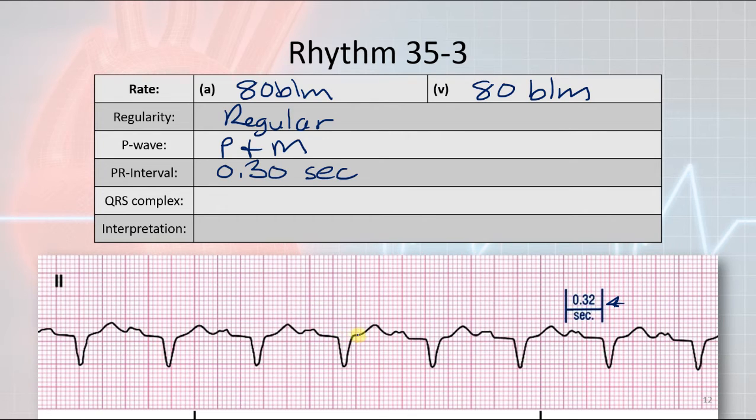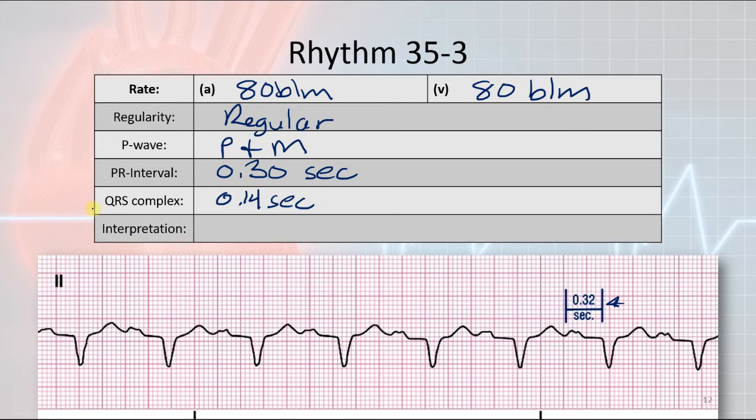QRS complexes, now they look wide. Let's start right here since it starts on this bold line right here. 1, 2, 3. So it looks to be about 3.5. So that would be a 0.14. So the QRSs are wide. Definitely want to do a 12 lead on this guy.